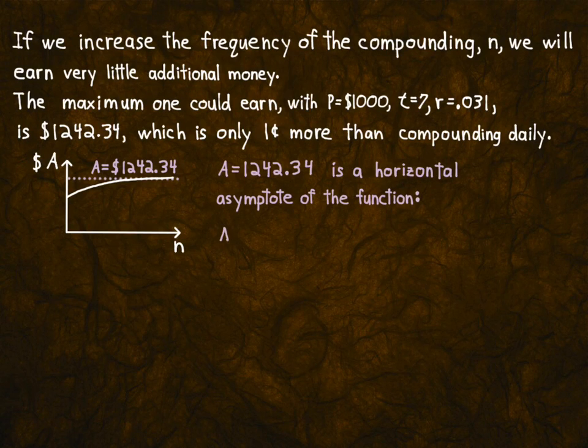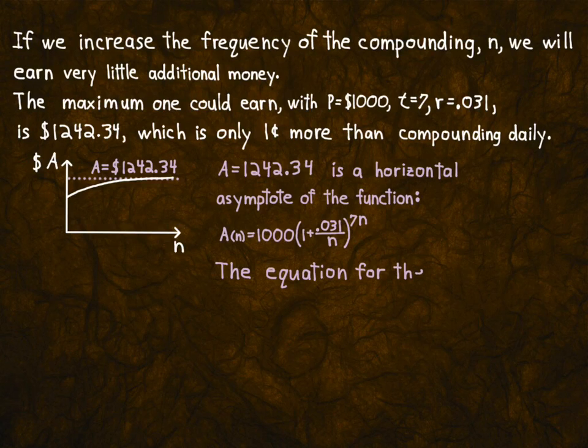Now you might wonder how I know that's the asymptote. Well, you could just keep making n larger and larger, and you'll see that it never gets above that. But I kind of took a shortcut. There's a formula for that asymptote.